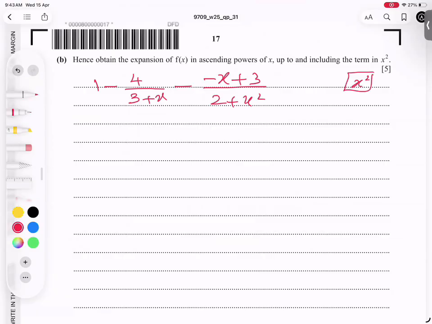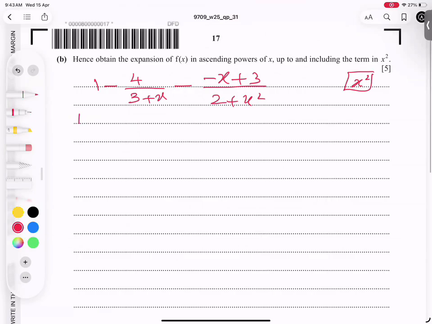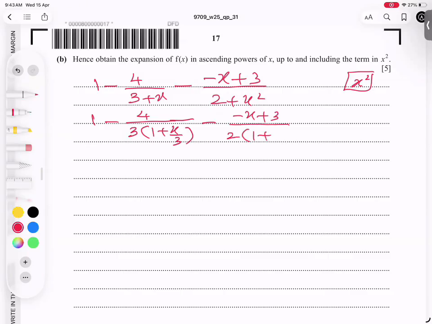But can we expand directly? No, we have to rearrange. And what's the criterion of rearrangement? We are bound to have one here and one here. How to get one, students? I have to take common out. 3 common from here, 1 plus x by 3. And how to take common here? I can take 2 common. I got 1 plus x squared by 2.